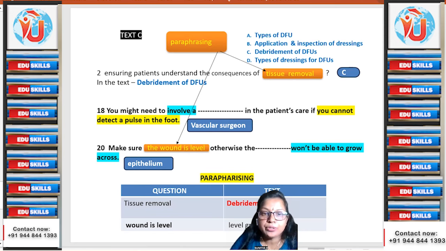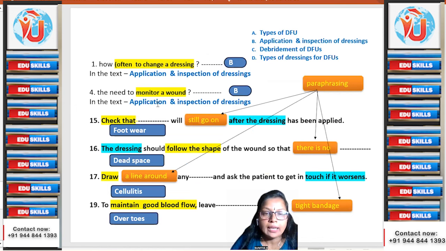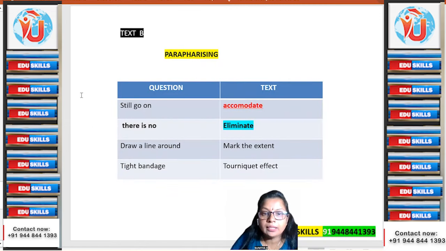Then what is the next question? "Draw a line." But in the text, what they mentioned is "mark the extent of any cellulitis." Okay. And the one we discussed, the tight bandage in the question, but in the text, "tourniquet effect." Both are the same, right? Same meaning. Any doubt in that?